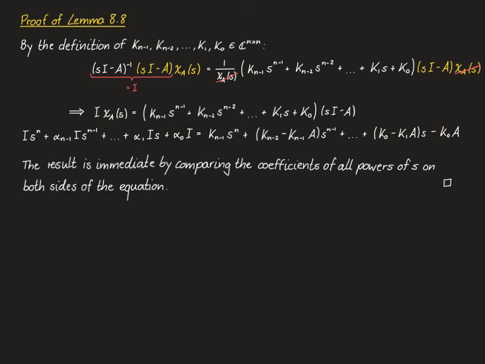Now the result is immediate by comparing the coefficients of all different powers of s on both sides of the equation. So for example, for the nth power of s, we get that the identity is equal to k_{n-1}. For the (n-1)th power of s, we get that alpha_{n-1} I is equal to k_{n-2} minus k_{n-1} A, and so on.